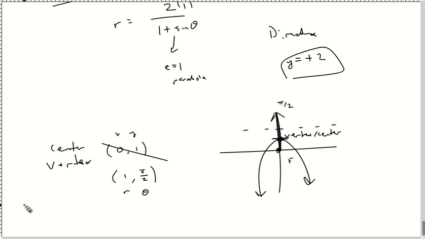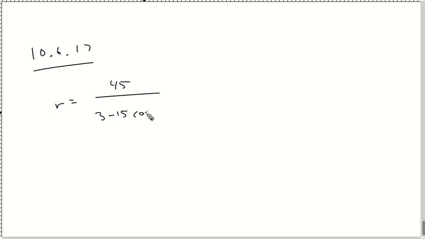Tiny bit annoying. Okay, I got 2 problems left, and then we're done with this class. Yeah, this is it. So I've got r equal to 45 divided by 3 minus 15 cosine theta. Oh, finally a cosine. So first off, see the 3? So I have to divide everything by 3. Okay. So that's a 15 in the top. That's a 1, and then that's a 5.